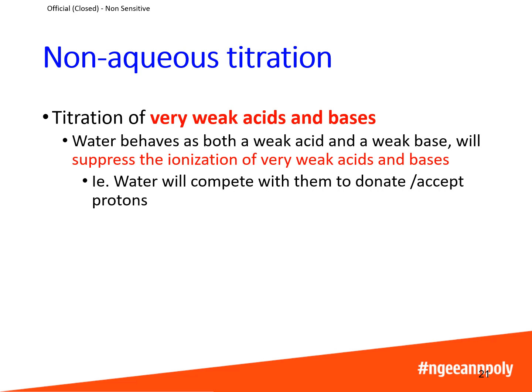So why can't we do titration of very weak acids and bases in water? Water behaves as both a weak acid as well as a weak base because it can do self-ionization, and it will suppress the ionization of very weak acids and bases. In other words, water will compete with these weak acids and bases to donate or accept protons. For example, a weak base, RNH2, would react with a proton in an acid-base reaction to form RNH3+. At the same time, water, H2O, can also accept a proton to form H3O+, and this water will compete with RNH2 for that proton.